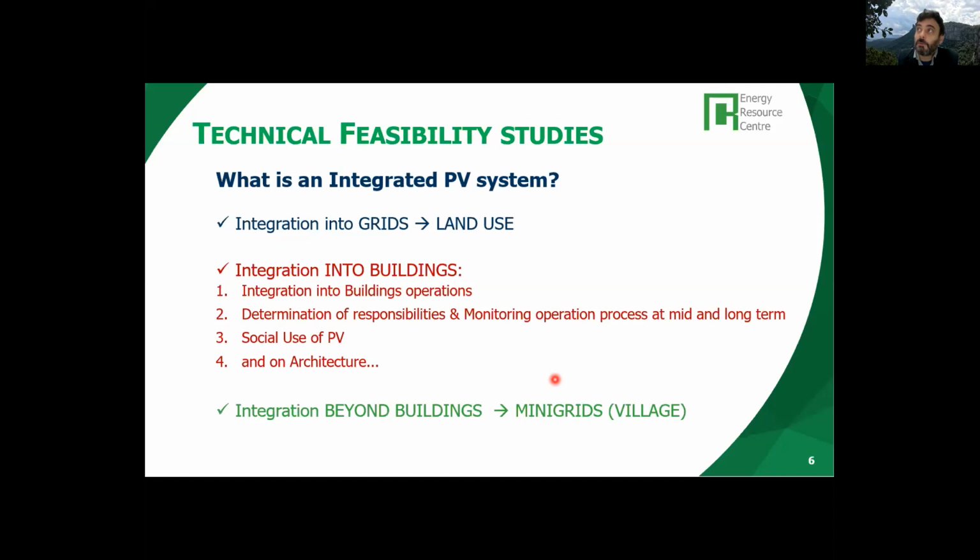Finally, apart from the buildings, there is integration into mini grids, into a village, the economic side of a PV system, of a mini grid, etc. So we can see all these elements that define the integration of a PV system. So a reflection, in that sense, is always well placed and necessary.